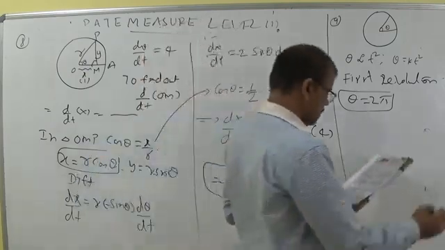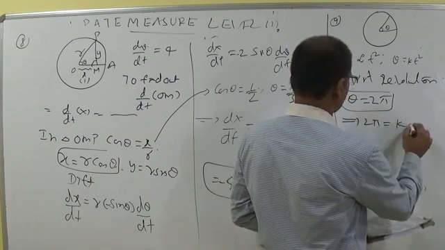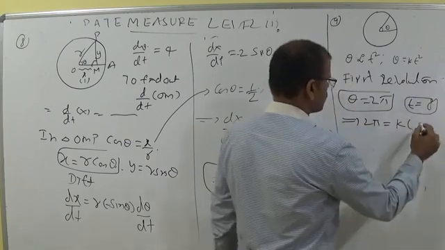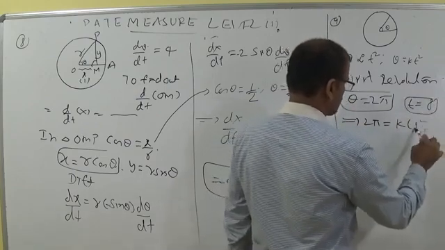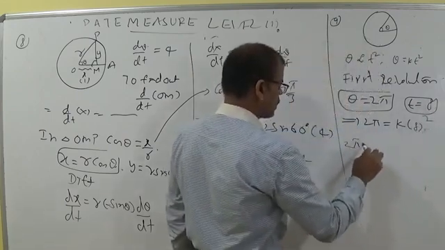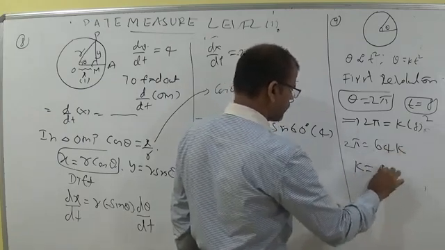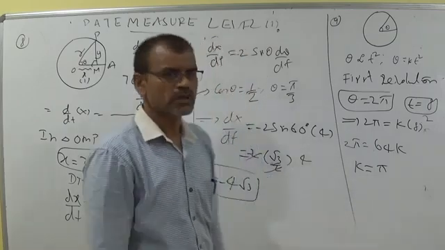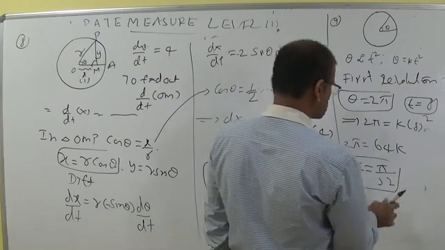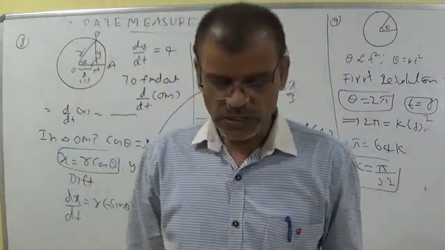8 seconds. Then you substitute the value: 2 pi is equal to k into t square, with t equal to 8, using the equation, 8 square. 2 pi is equal to 64k. Then you get k is equal to 2 pi by 64. Whenever k is equal to 2 pi by 64, it becomes pi by 32. Let the value k be equal to pi by 32.